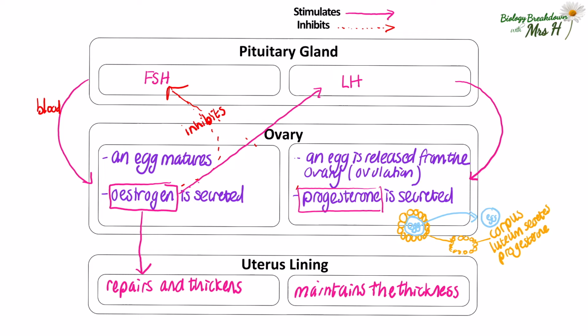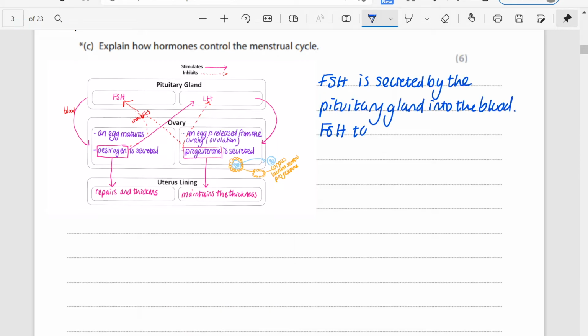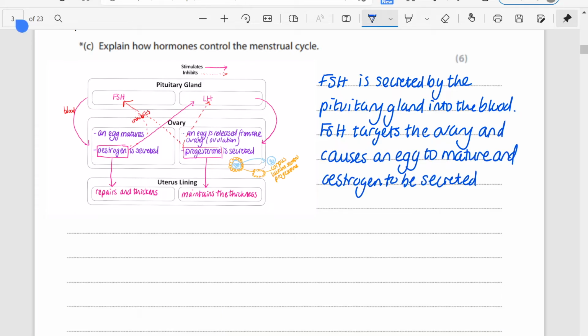So this is a really good diagram to memorize in case you have a 6-marker question like this, but of course we're going to have to write the answer out properly. You can write it in bullet points if that's easier for you. So here's the answer. FSH is secreted by the pituitary gland into the blood. FSH targets the ovary and causes an egg to mature and estrogen to be secreted.